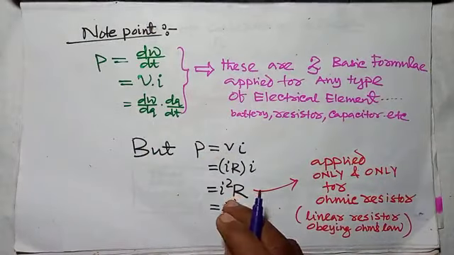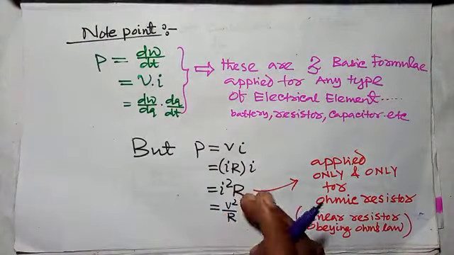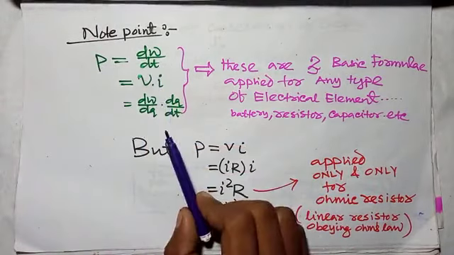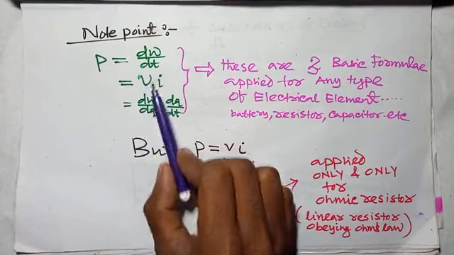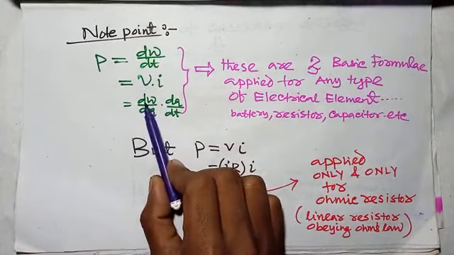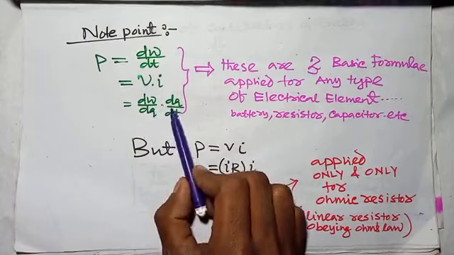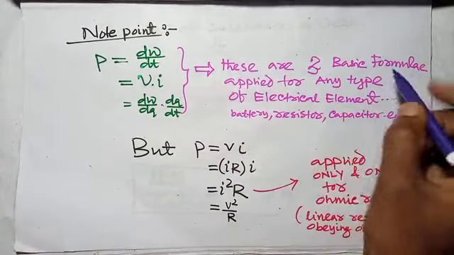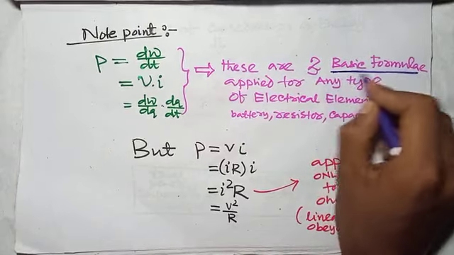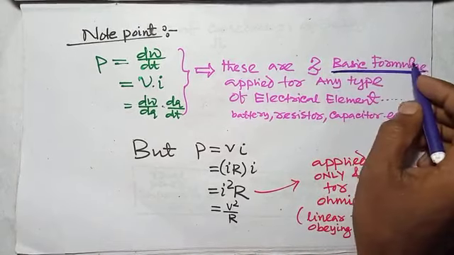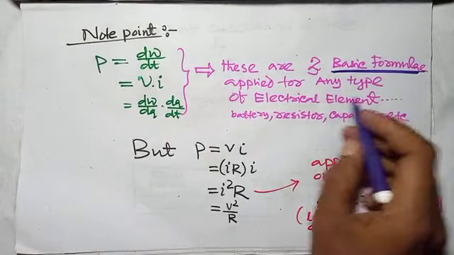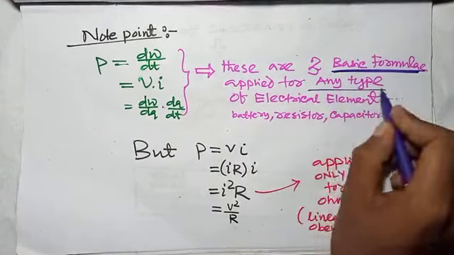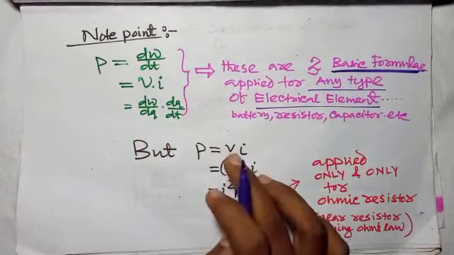There is a note point. The formula for calculation of power is dw upon dt, which equals v into i, which also equals dw upon dq into dq by dt. These three are the basic formulas, the general formulas which are applied for calculation of power of any type of electrical element.